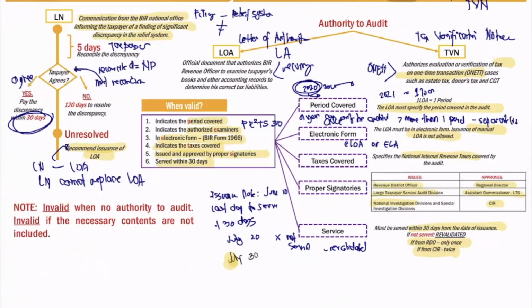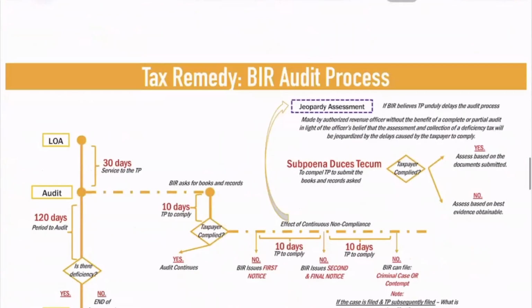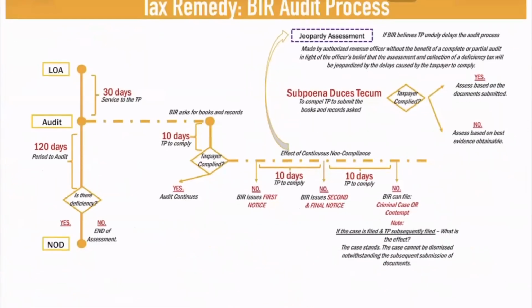Now, assuming there is a valid LOA, the next step is a tax audit. So there's a valid LOA, then there will be a service to the taxpayer. We said 30 days. And if ever on that service, if not served, it can be revalidated. Now there will be a tax audit. The tax audit is 120 days.